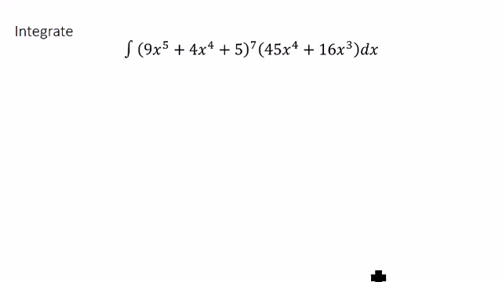Moving on, the next example is to integrate (9x to the 5 plus 4x to the 4 plus 5) to the power 7 times (45x to the 4 plus 16x cubed) dx. So we're going to have to integrate this function, and since this is a product, we'll have to use the method of substitution for this one.